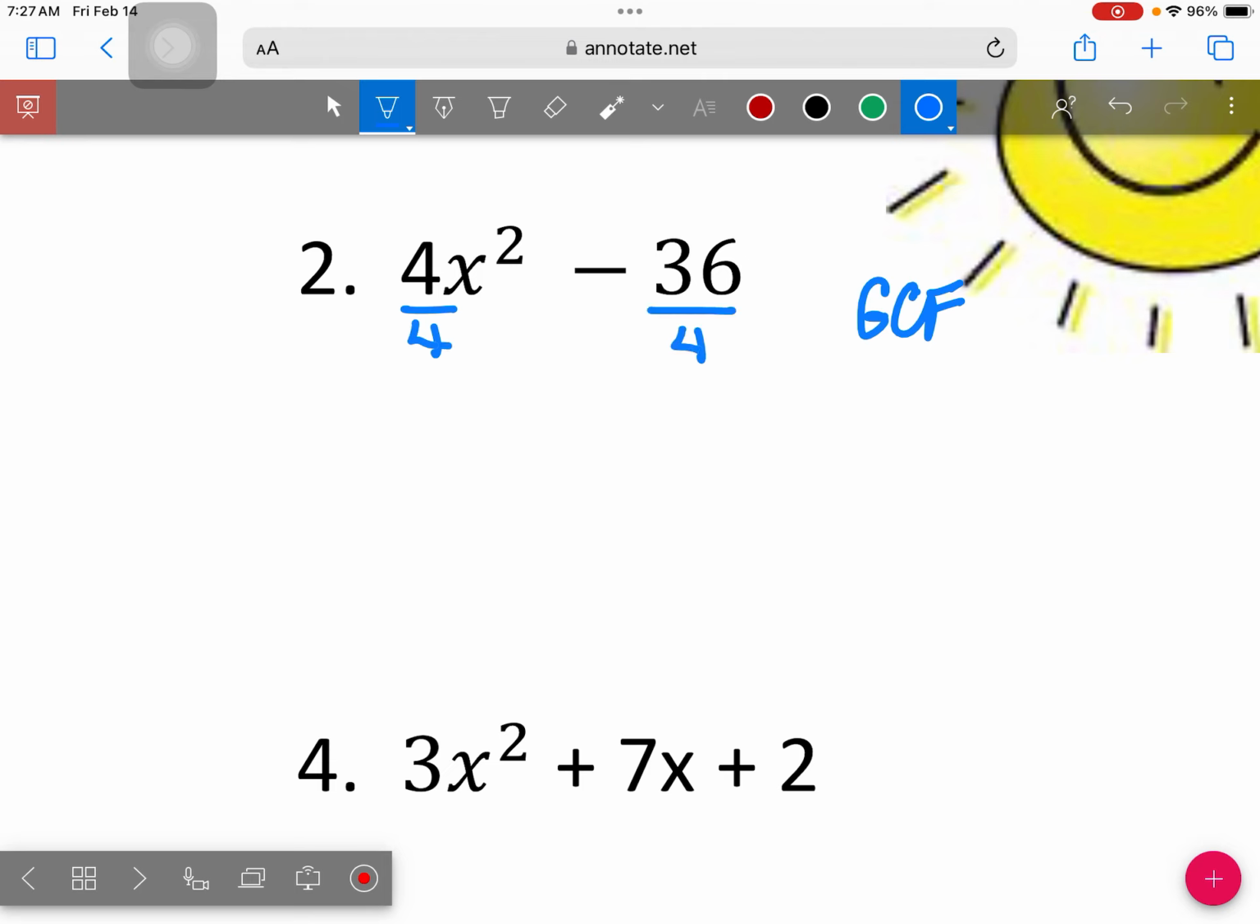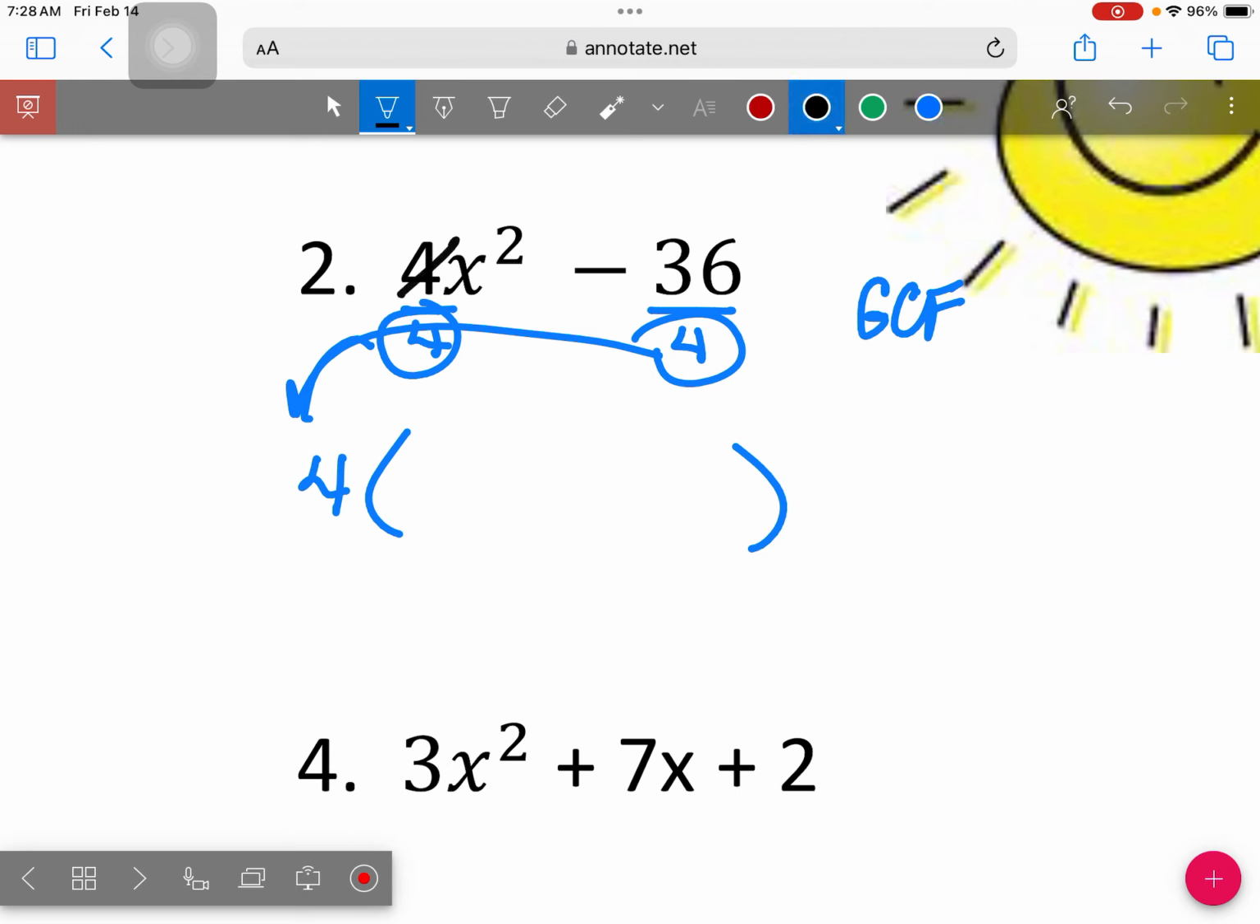Divide by 4. This has an x squared. Does my second term have any x? No, so you can't factor out something that's not there. So this is the greatest common factor. The 4 comes out front, but wait, we're not done. It's like that commercial, but wait, there's more. So you've got 4 divided by 4 simplifies to 1. I have an x squared minus 9.